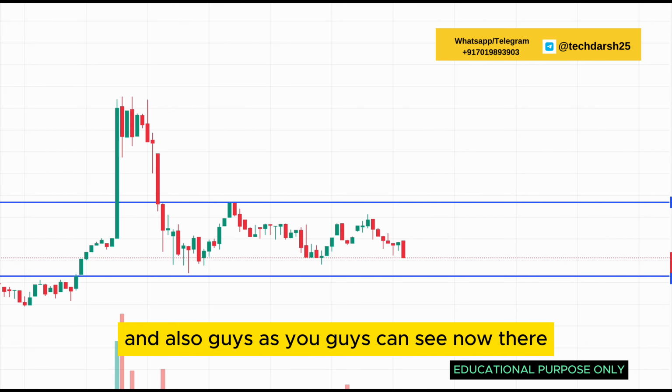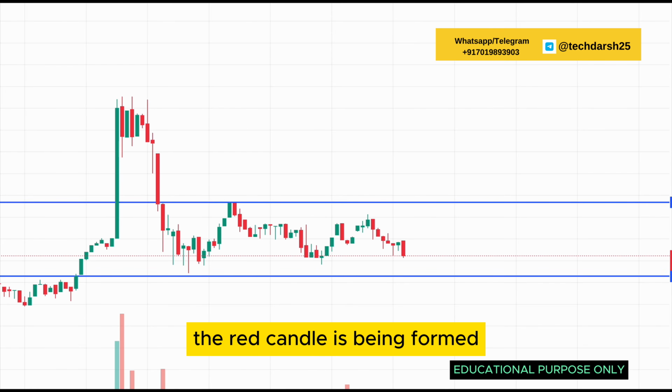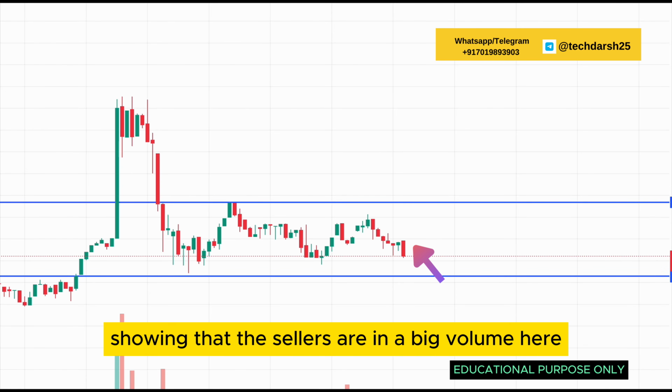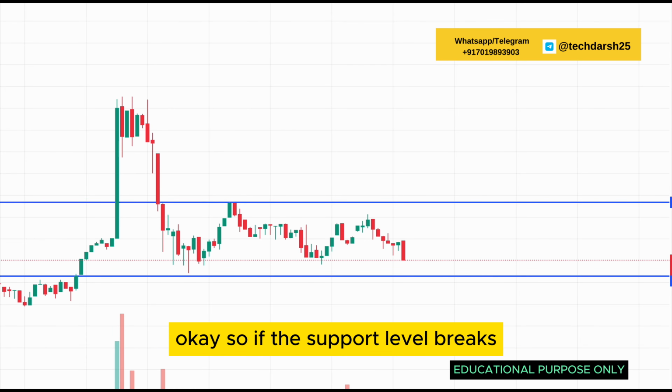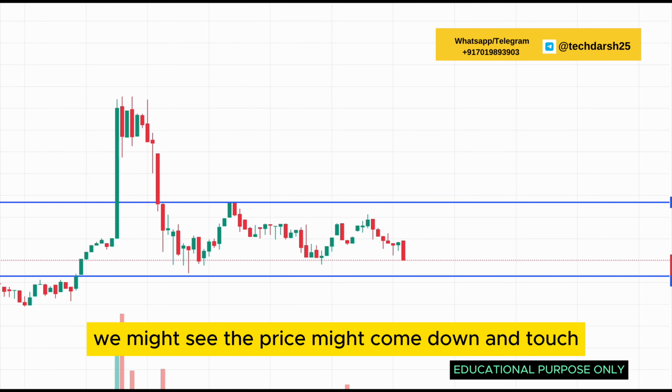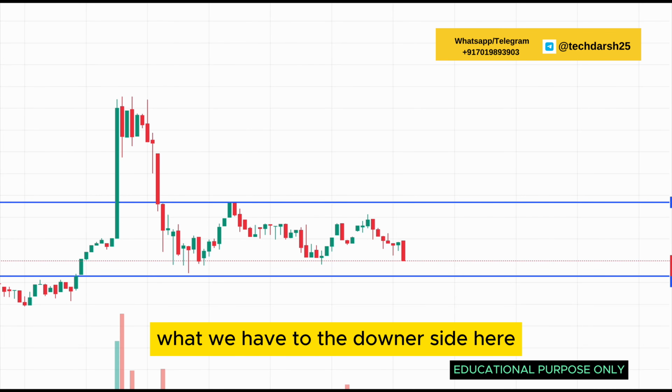As you can see now, a red candle is being formed, showing that the sellers are in big volume here. If the support level breaks, we might see the price come down and touch the next support level we have on the downside here.